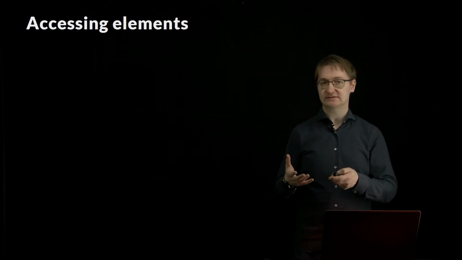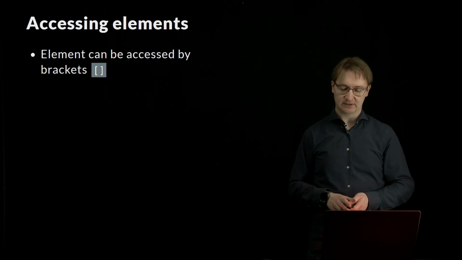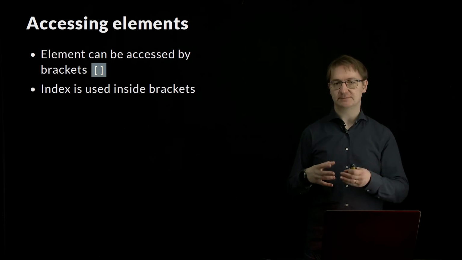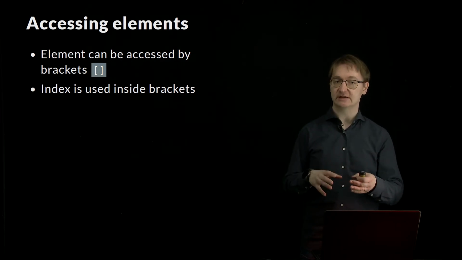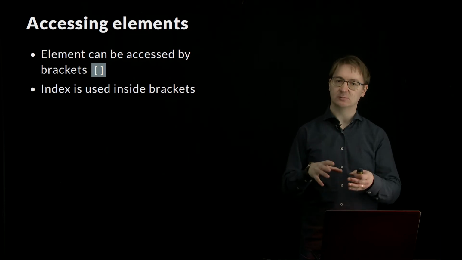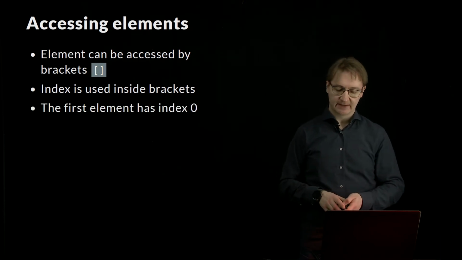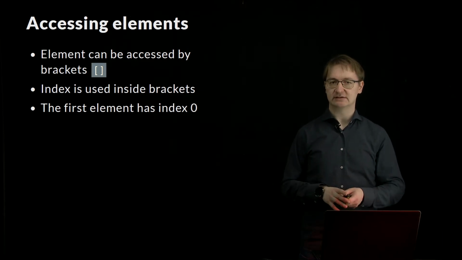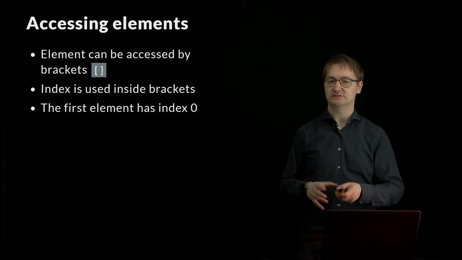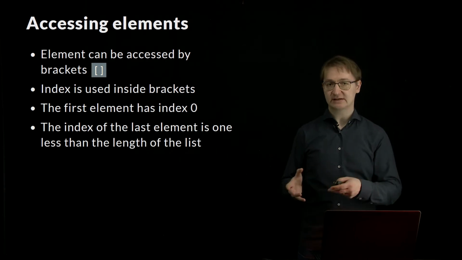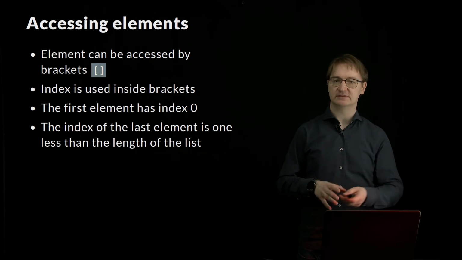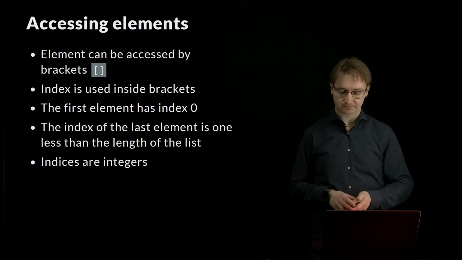So how to access an element in a list? We can also use brackets here, and inside the brackets we specify the index, like the position, which element we would like to access. In lists, as also in strings, the indices start from 0. So the first element is always at index or position 0. And the last element, because we start from 0, is not the same as the length, but one less than the length of the list.